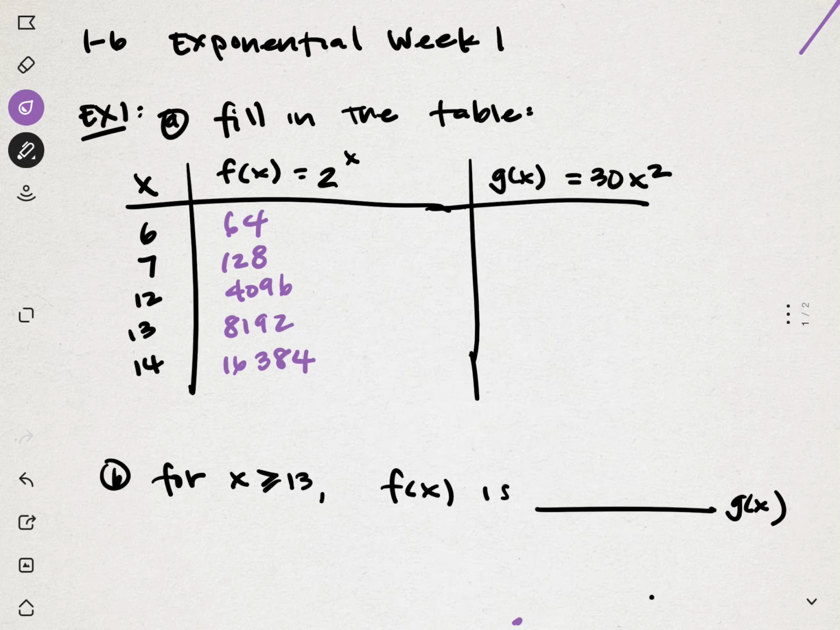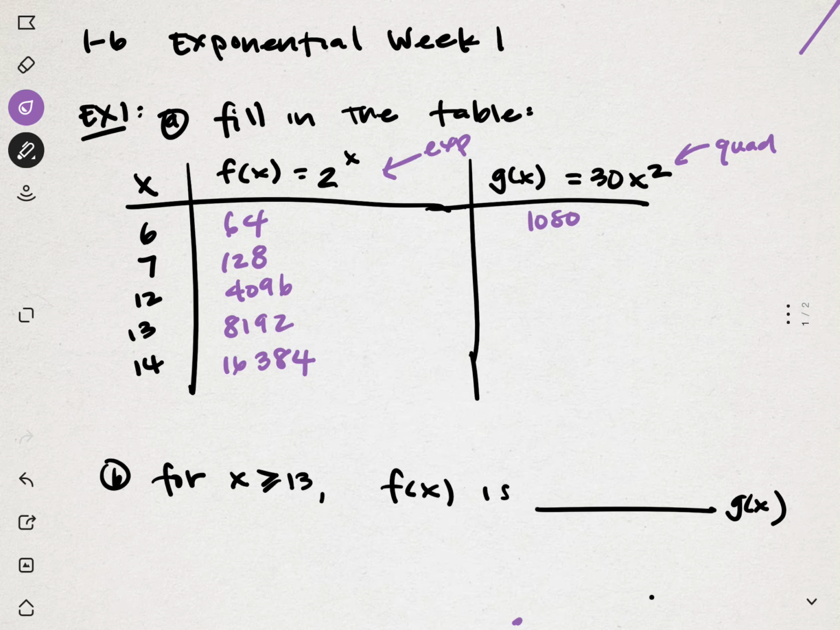All right, likewise, this time we're not looking. Notice that this is an exponential function, while this is a quadratic function. What they're asking us to do is compare the two and see which one grows faster. So 30x squared, so 30 times 6 squared is 1080. So notice early on that the g of x, the quadratic one, is bigger than the exponential.